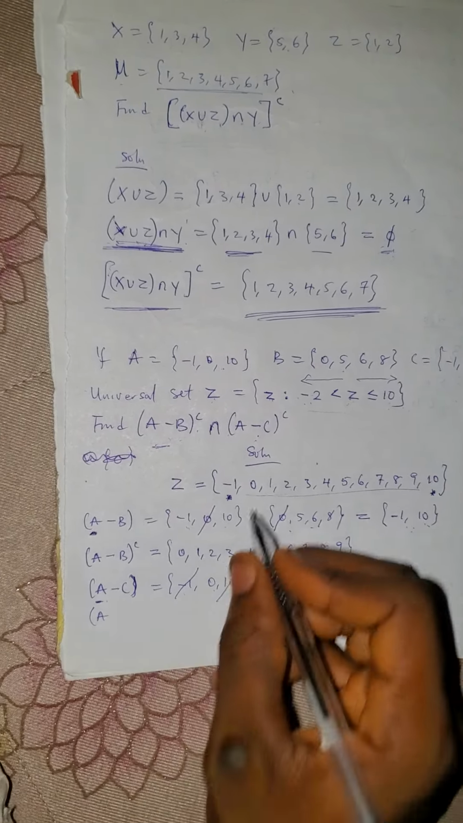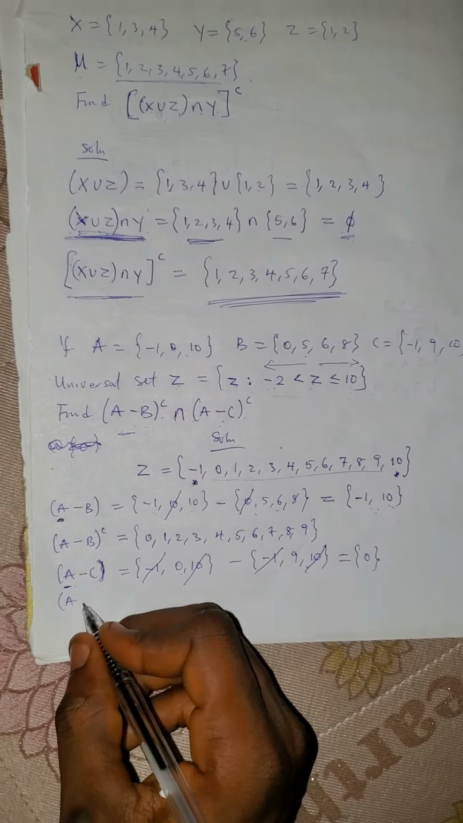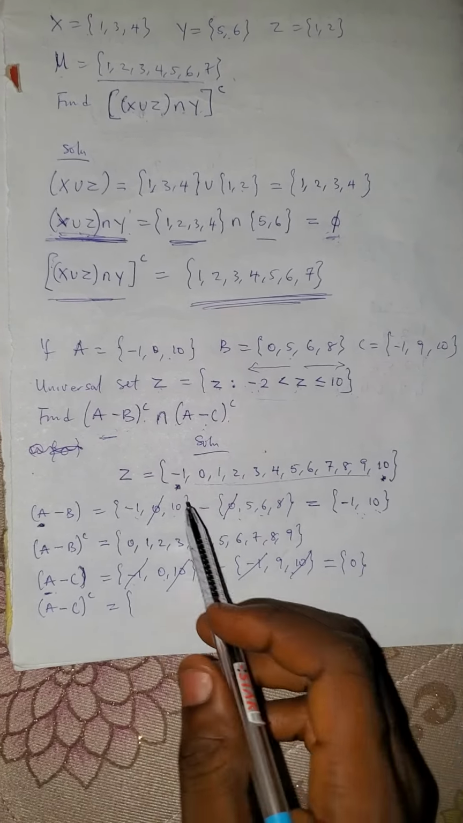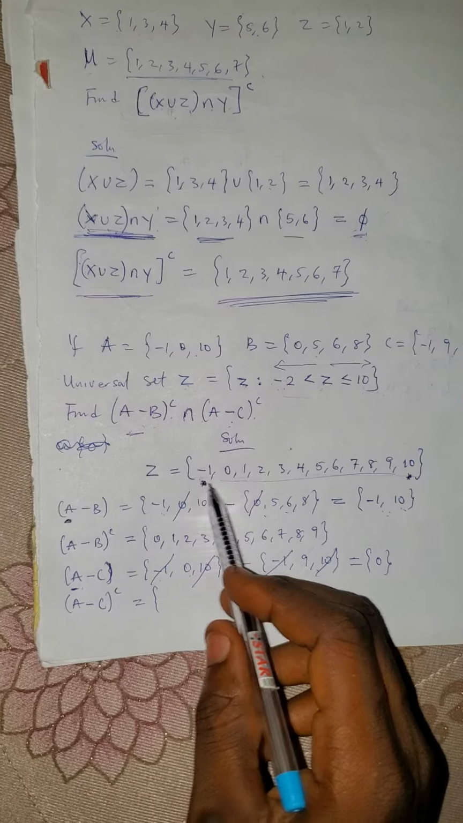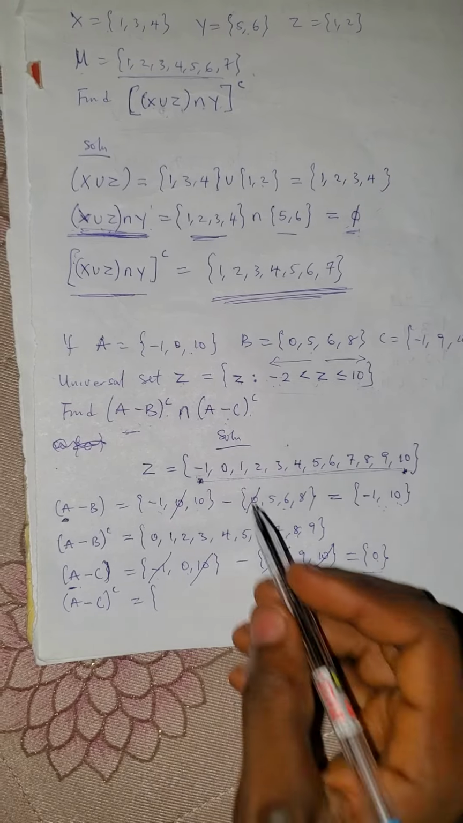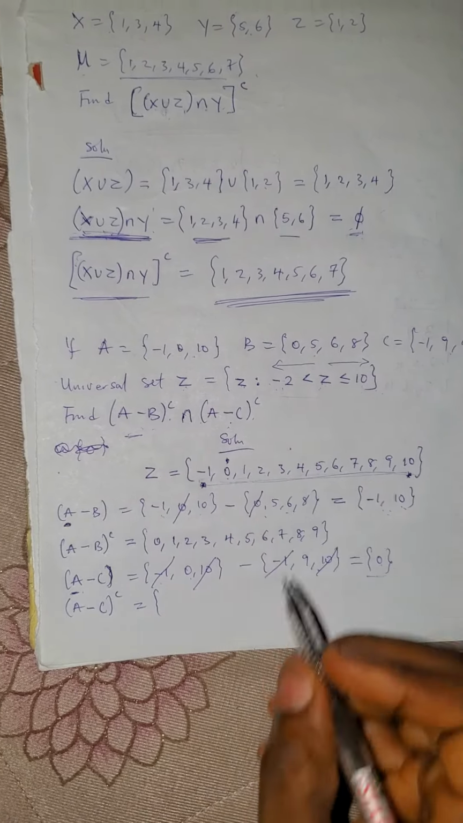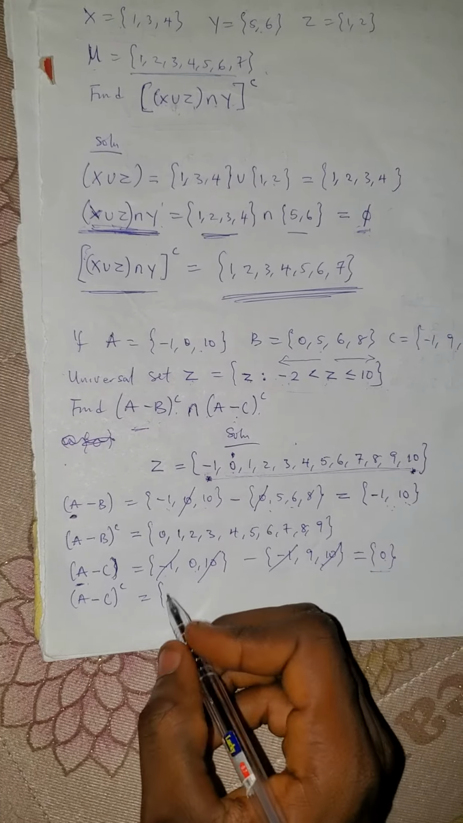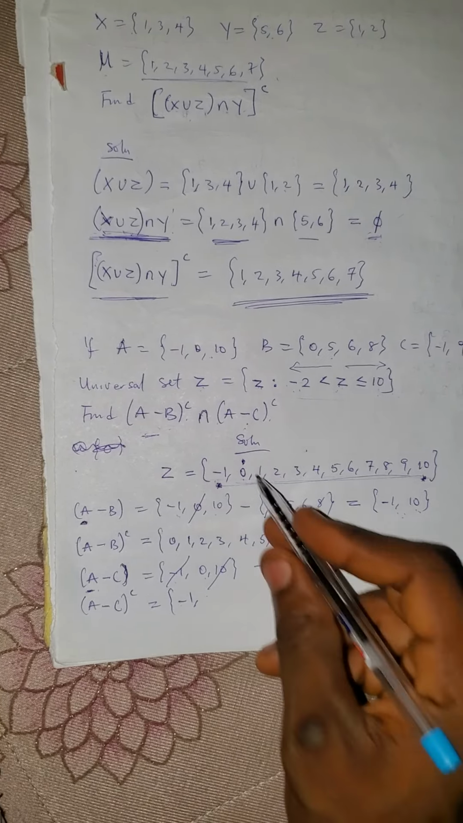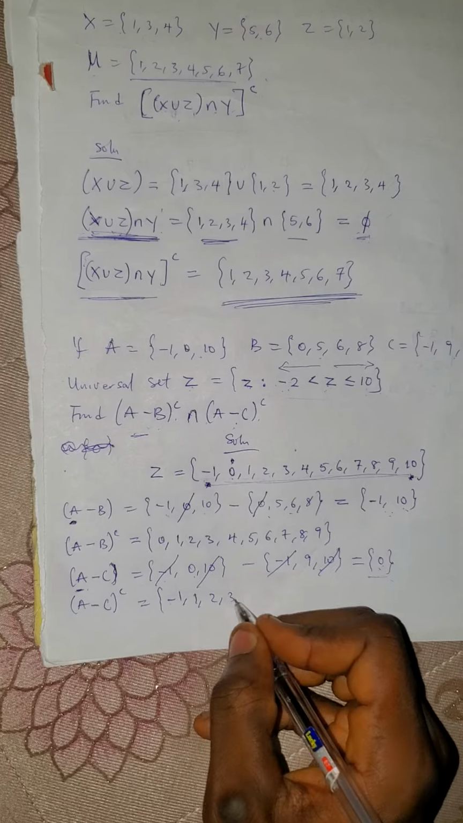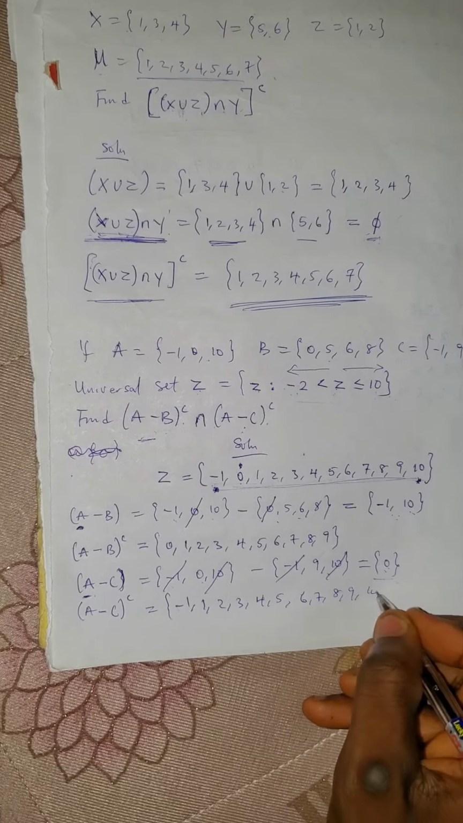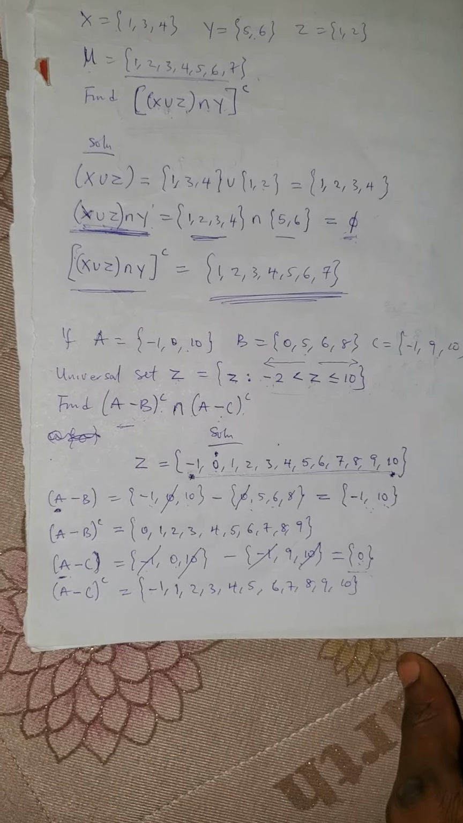So now, we still need A minus C complement. A minus C complement means elements in the universal set that are not in A minus C. And A minus C only contains 0. So just remove 0. If you remove 0, the elements that remain in the universal set are minus 1, 1, 2, 3, 4, 5, 6, 7, 8, 9, and 10. So this is A minus C complement.